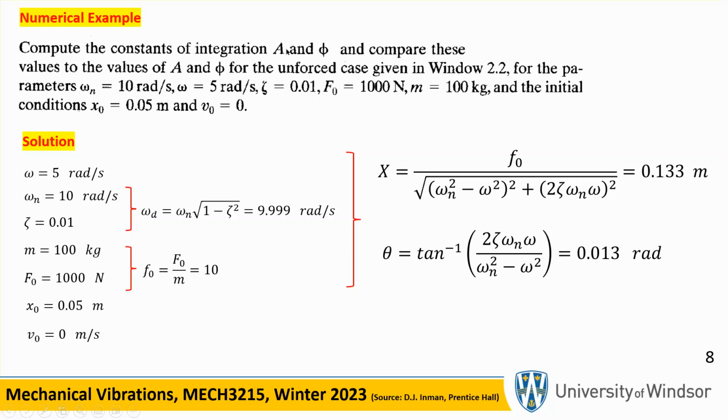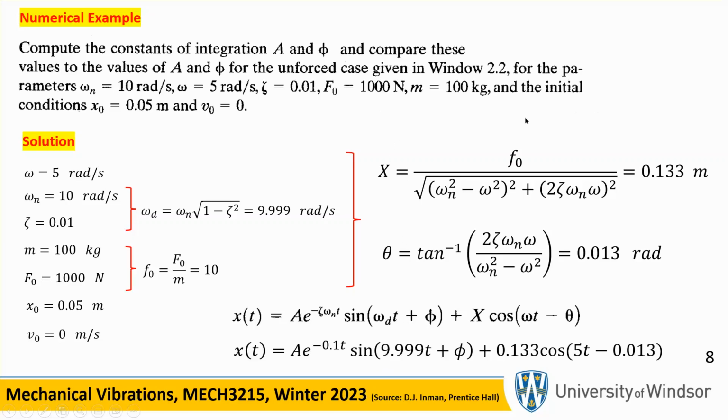This is not A and phi. This is for the steady state response. There is big X and theta. You will need this theta and big X in order to find A and phi. Let's go to the next line. So the general solution is like so. This is the steady state. This is the dying solution. To find A and phi, you are going to need this X and theta.